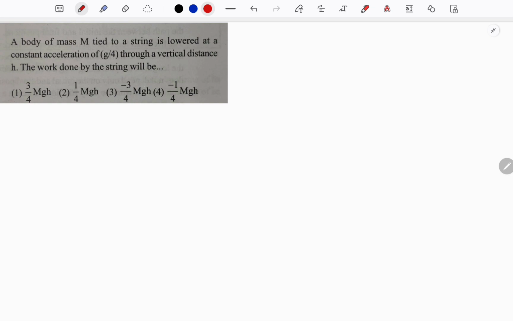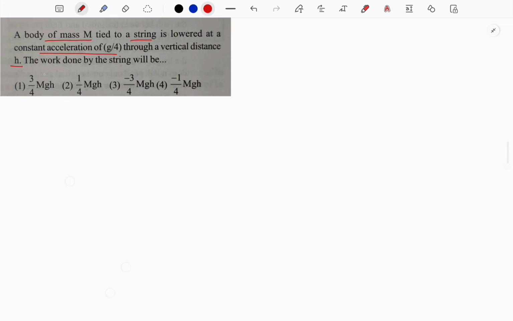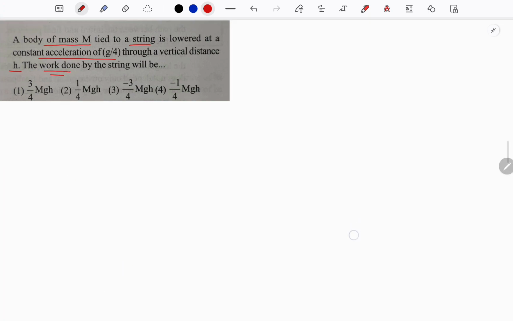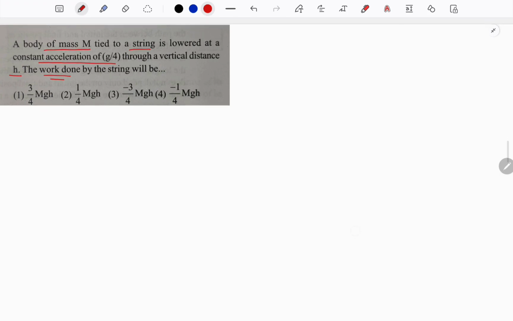So the next question that is given to us is: a body of mass m is tied to a string and is lowered with a constant acceleration of g by 4. The distance traveled is vertical and it is downward because the string is lowering the mass, and the distance is h. We have to find out the work done by the string. So they are asking us work done by the string.